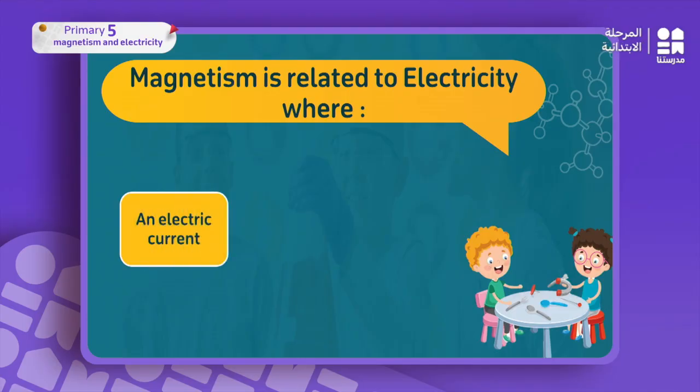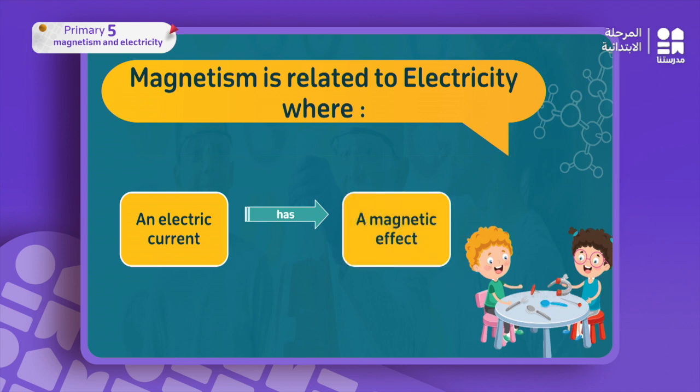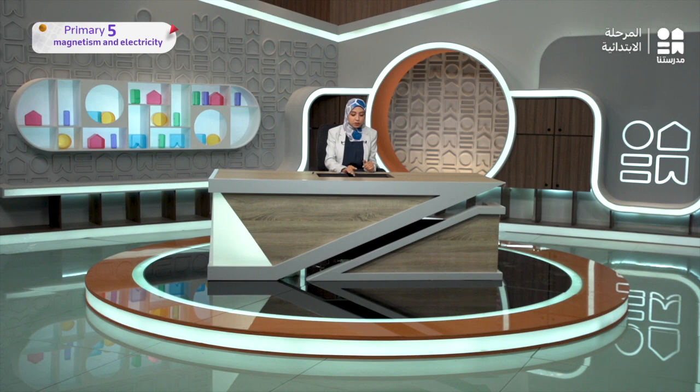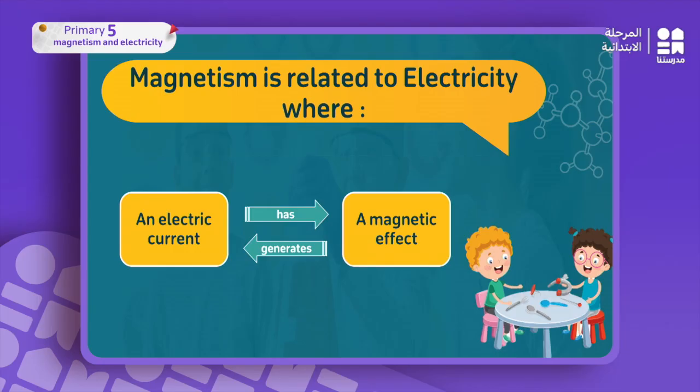هنتكلم عن الماجنتيزم والإلكتريسيتي. هي الماجنت ليها علاقة بالإلكتريسيتي؟ طب الإلكتريسيتي ليها علاقة بالماجنت؟ Yes, that's what we're gonna talk about today. أول حاجة عايزين نتكلم عنها that the magnetism is related to the electricity. إزاي؟ The electric current has a magnetic effect and also the magnet can generate an electric current. يعني لو عندنا electric current نقدر نجيب حاجة زي الماجنت، ولو عندنا magnet we can generate electric current. But how? That اللي احنا هنتكلم عنه النهاردة بإذن الله. يبقى electric current has a magnetic effect and a magnet can generate an electric current.